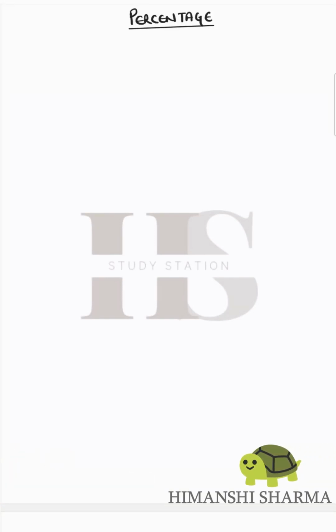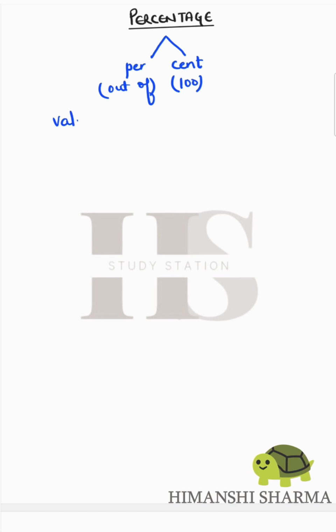So our today's topic is percentage. Now before doing percentage, it's important that we understand the meaning of percentage. What is percentage? Percentage is a combination of two words, per and cent. Per means out of and cent means 100. So when we talk about percentage, it is the value out of 100.